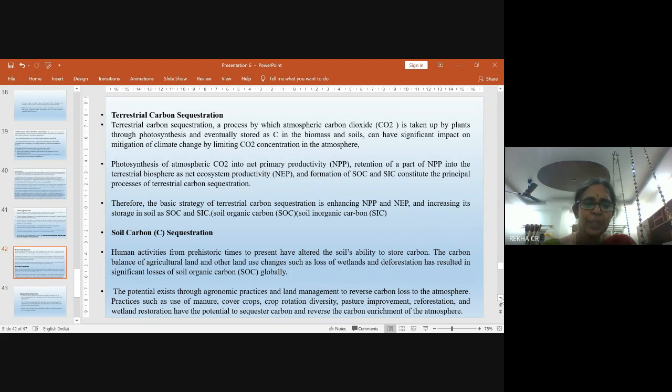And soil carbon sequestration. Human activities from historic times to present have altered the soil's ability to store carbon. The carbon balance of agricultural land and other land use changes, such as loss of wetlands and deforestation, has resulted in significant loss of soil organic carbon. So agronomic practices and land management to reverse the carbon loss to the atmosphere is one potential way to sequester soil carbon.